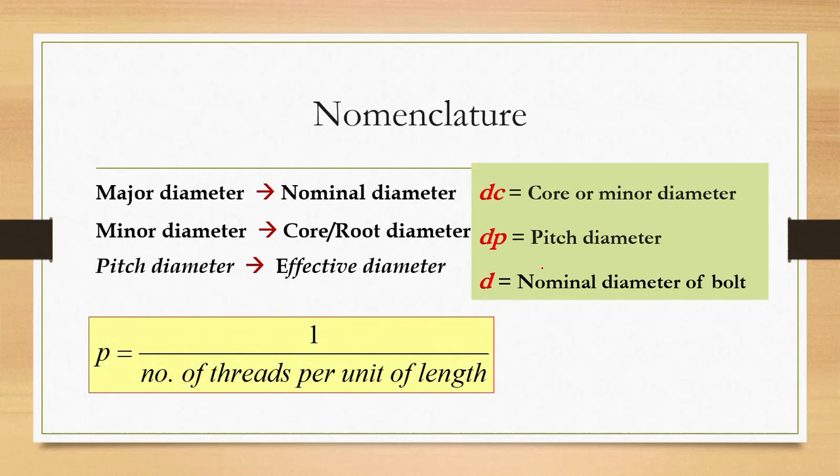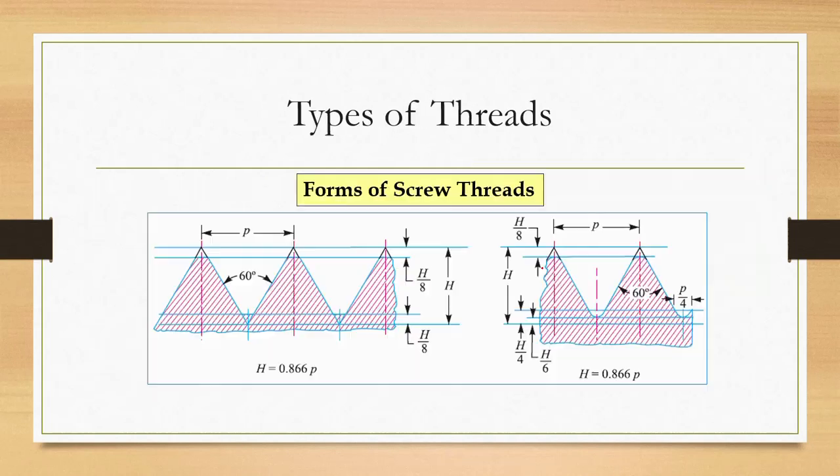The pitch is generally defined as 1 over the number of threads per unit length. So if you have, let's say, 5 threads per inch or 4 threads per inch, you divide 1 by that number, and you get the pitch of the threaded joint.